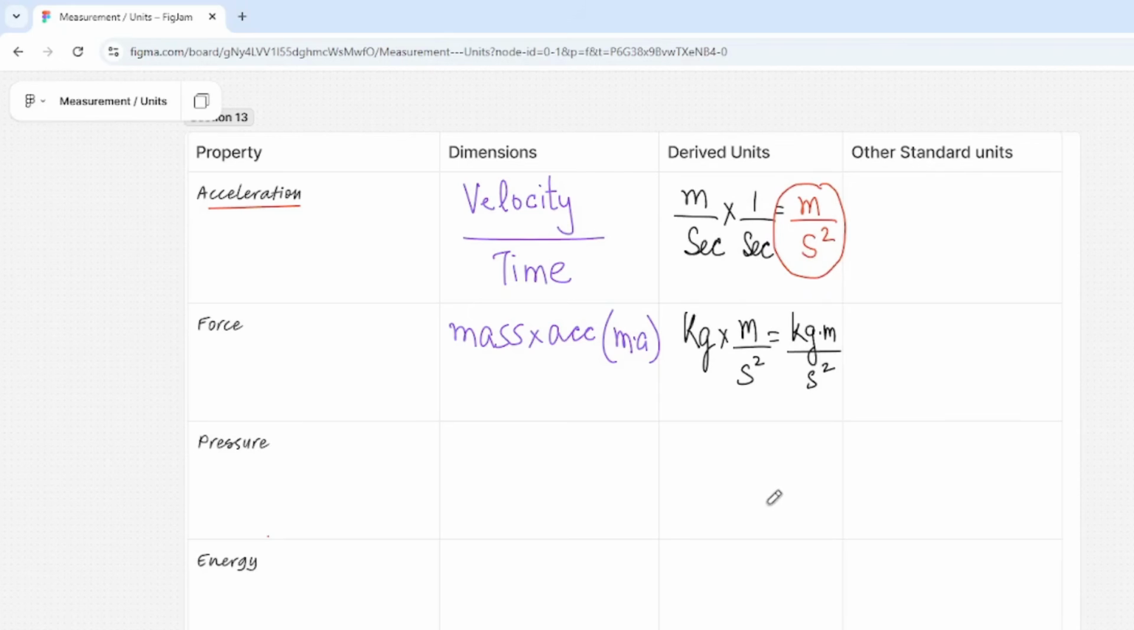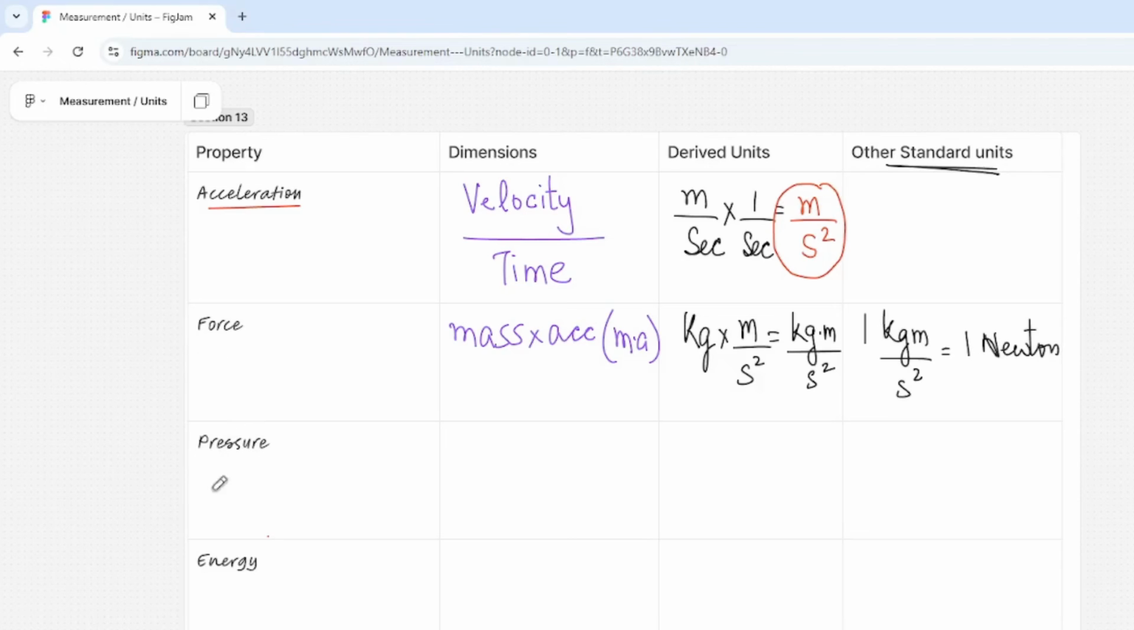Okay. Now this kg meter per second square, we have named another standard unit so as to make it simple. So 1 kg meter per second square is equal to 1 Newton. So Newton is a new standard unit for force, which is basically equal to 1 kg meter per second square.